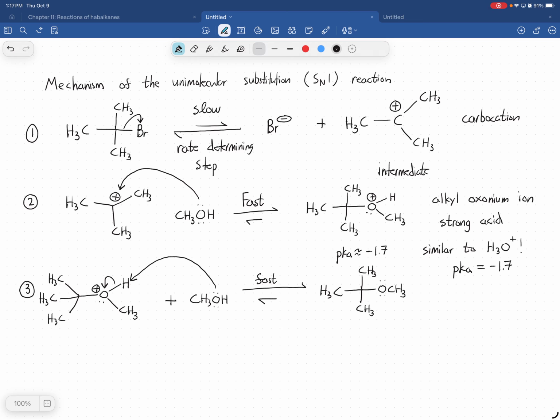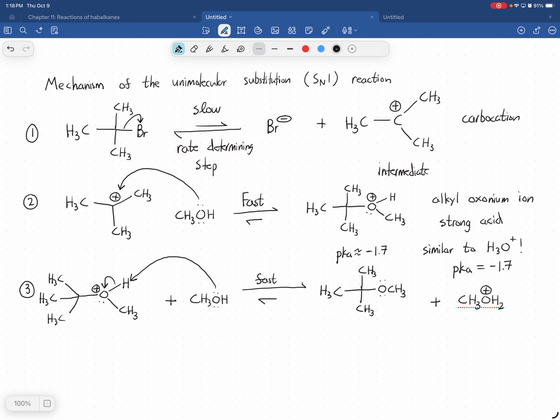All right, and what we get out here is this one, CH3OH2. So this extra proton here, or the H+, is just going to be floating around in solution. So it's going to be shuttling between different methanol molecules, CH3OH.